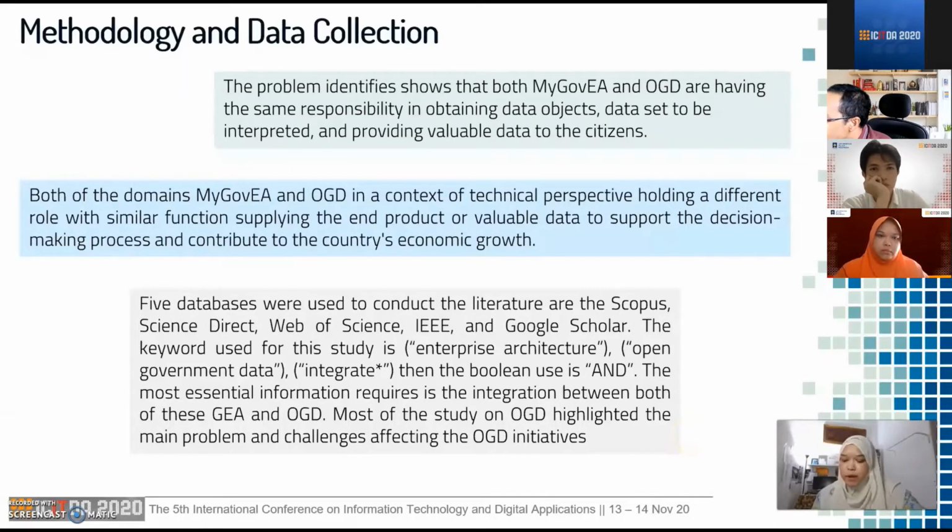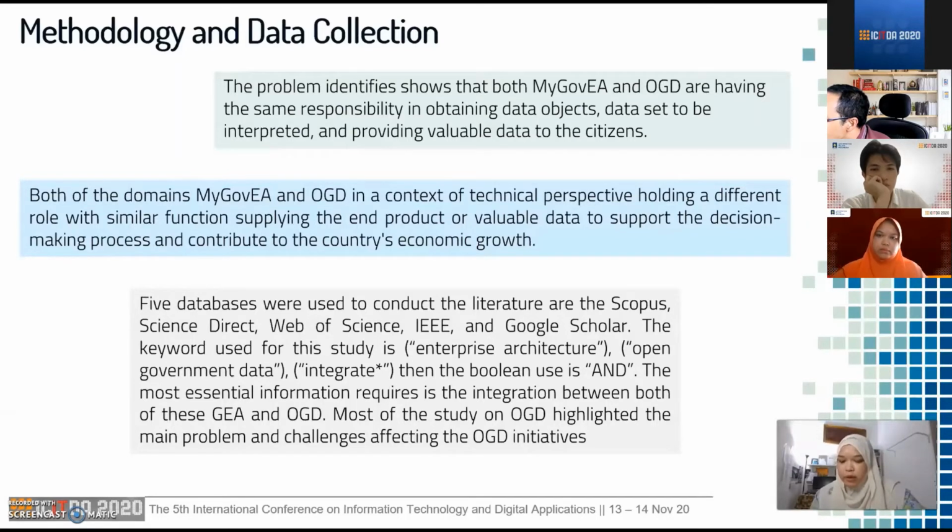Finally, we found that even though in both domains MyGovEA and OGD hold different roles in the context of technical perspective, the end product still supplies valuable techniques and data collection to support the decision-making process and contributes to the country's economic growth.